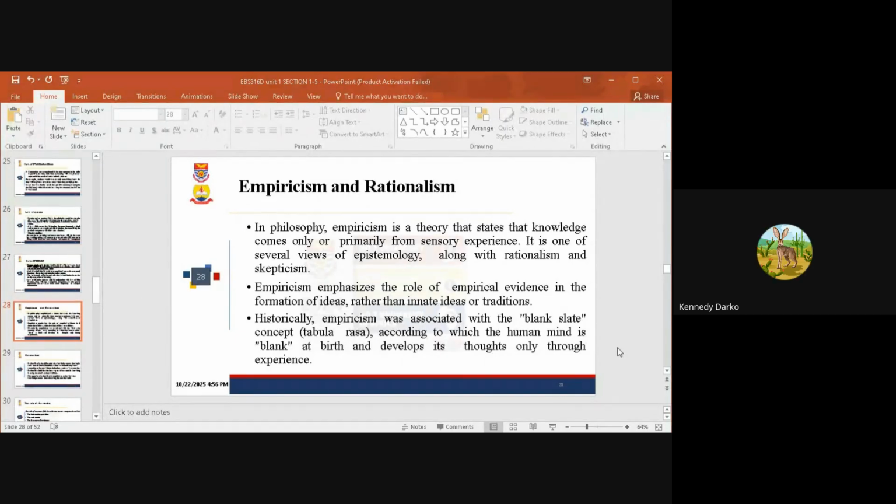Let's move on. So, in terms of history, empiricism was associated with what? The blank slate. That blank slate concept. You have heard tabula rasa. They are of the view that when you give birth to a child, the mind is just a white sheet of paper. There is no ink on it. And so anytime you want to put something, you are just like a creator. You have to put the things on the mind. But that is not it.